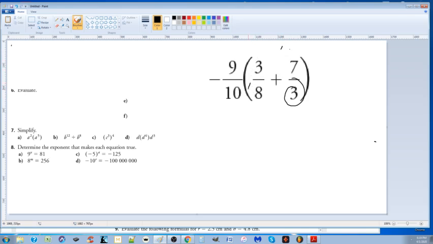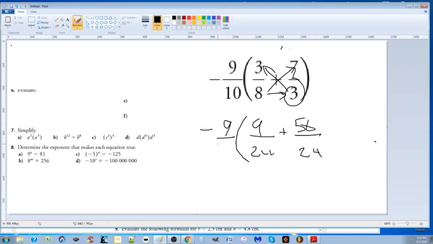They do not have a common denominator, so you're going to cross multiply 3 times, and I'm just going to rewrite my brackets. 3 times 3 is 9, plus 8 times 7 is 56, and 8 times 3 at the bottom, so it's 9 over 24, plus 56 over 24, all of it multiplied by minus 10, 9 over 10. We can add them. 56 plus 9 is 65 over 24. So 65 over 24 is what's in the bracket.